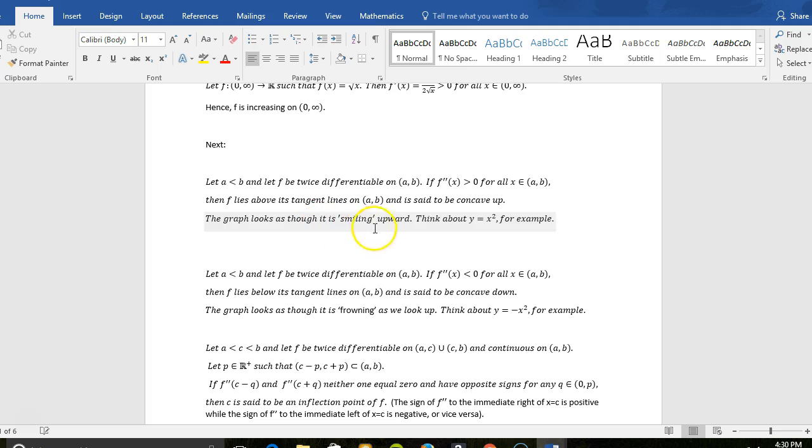The graph looks as though it's smiling. Like the right side up parabola, y equals x squared, it's smiling. Think about y equals x squared. There are other graphs that are like that too, but y equals x squared comes to mind.